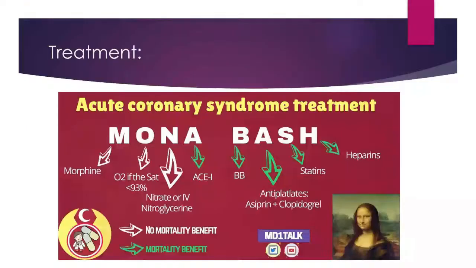So this kind of goes back to the morphine question. MONA BASH is what I was taught in med school as far as what to give: morphine, supplemental oxygen, nitro, ACE inhibitors, beta blockers, aspirin or antiplatelets, statins, and heparin. O2 is obvious to me. Just give supplemental oxygen because that's what they're lacking. Their heart's not getting enough oxygen.